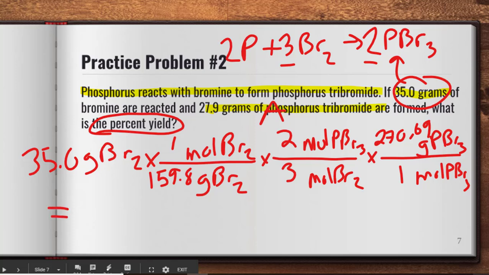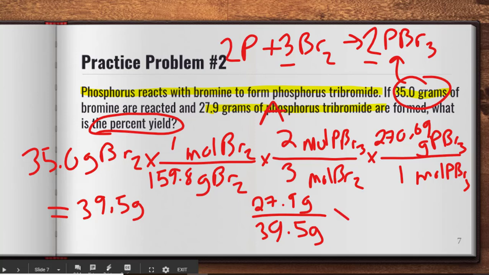Now we do our calculation to get our theoretical yield. So our theoretical yield here should be 39.5 grams. Okay? We need to do our percent yield calculation. So again, we need to take our actual, which is what's given to us in the problem, divide by our theoretical. We multiply that number by 100, and we should get our percent yield, which rounds out to about 70.6%.